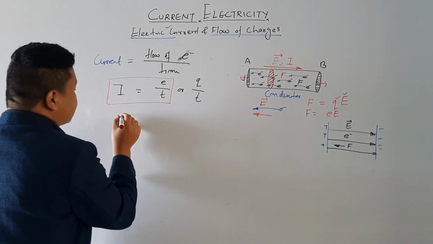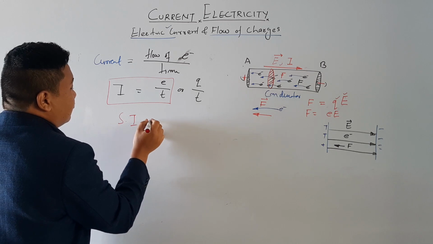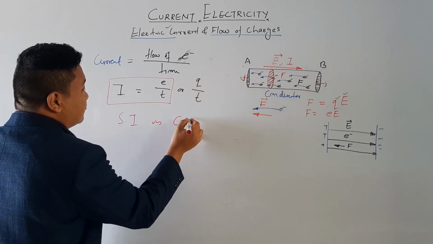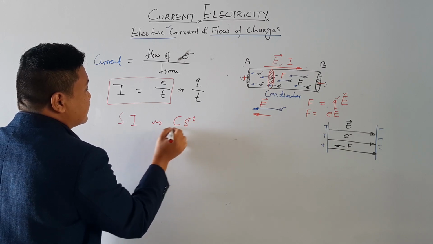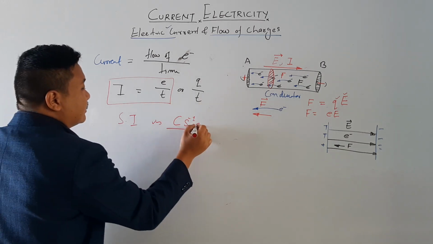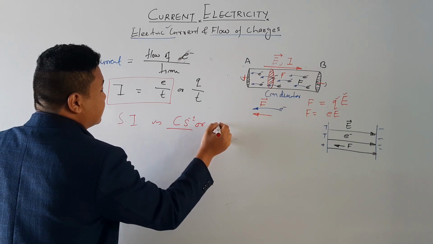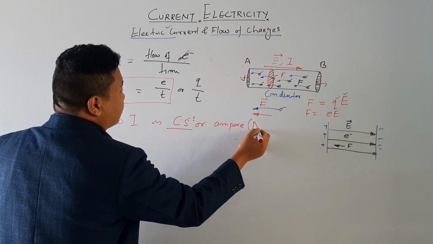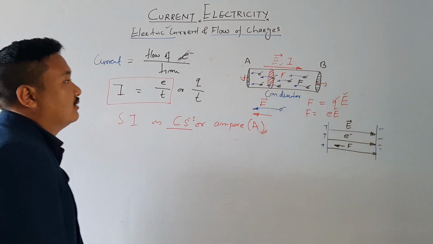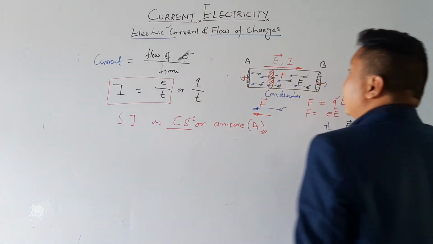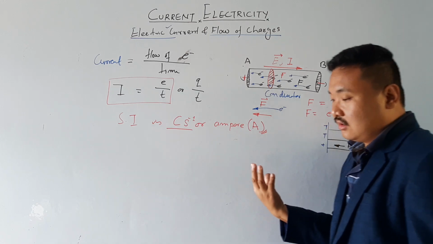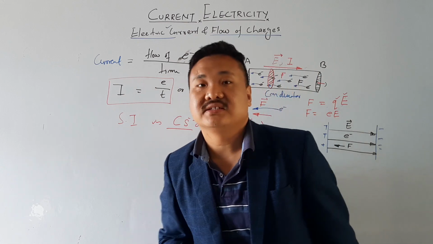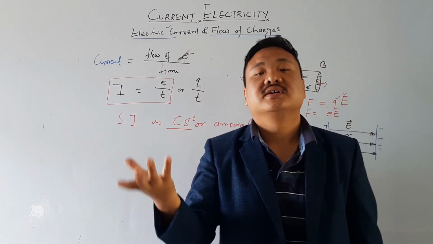So then what is the SI unit of current? This is charge, so coulomb per second is the SI unit. Okay, or the SI unit of current is ampere, A-M-P-E-R-E, with a capital A in brackets. So this is all about your flow of charges and electric current. So rate of flow of charge per unit time is my mathematical definition of current.